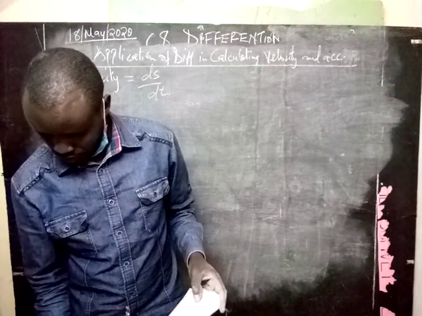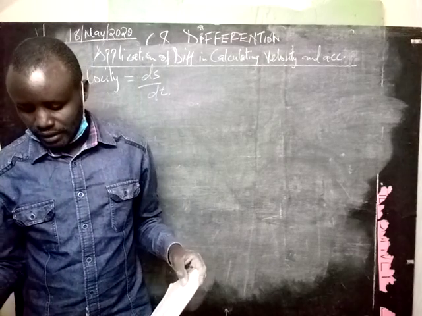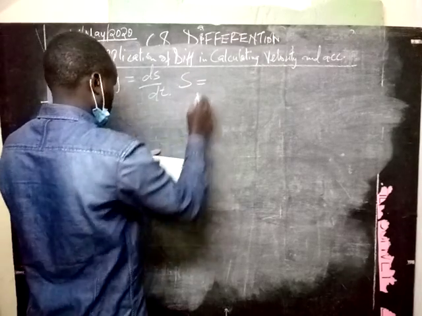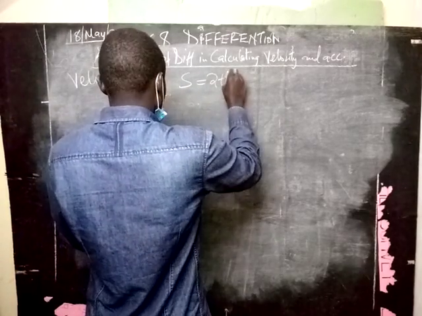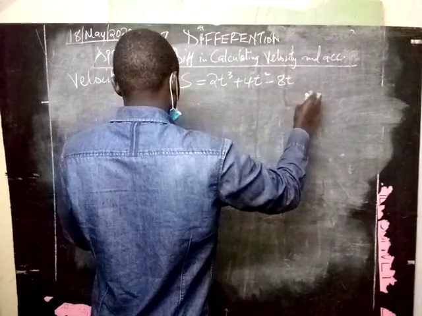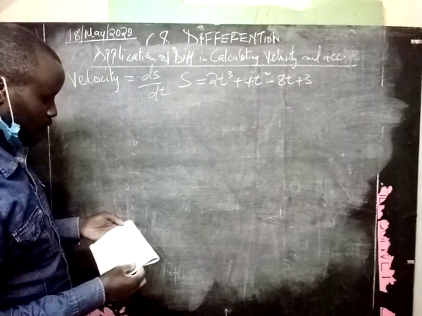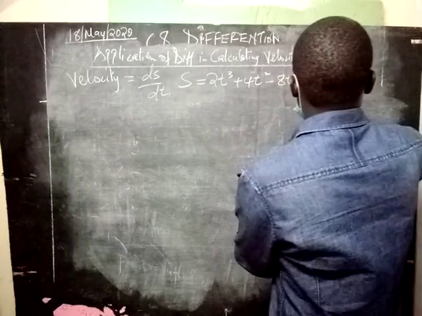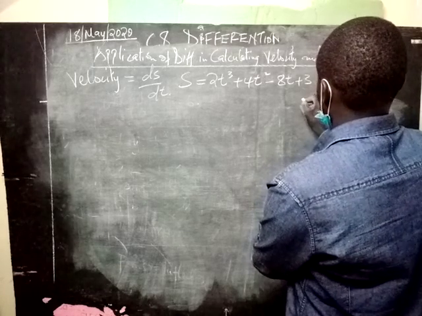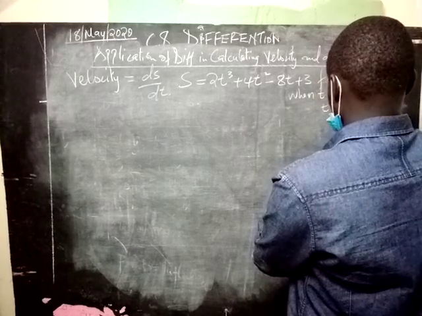The displacement s meters covered by a moving particle after time t seconds is given by 2t cubed plus 4t squared minus 8t plus 3. So that is the displacement, and we want to find the velocity when t equals 2 and t equals 3.